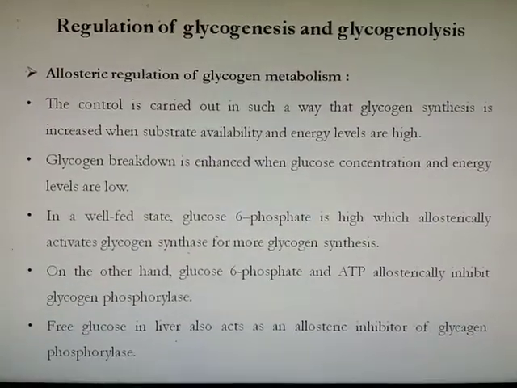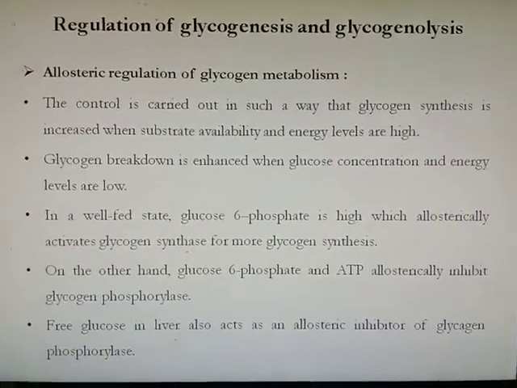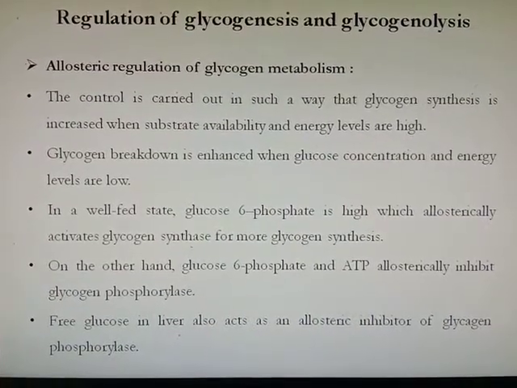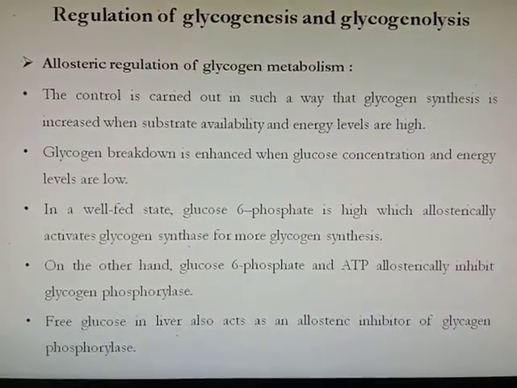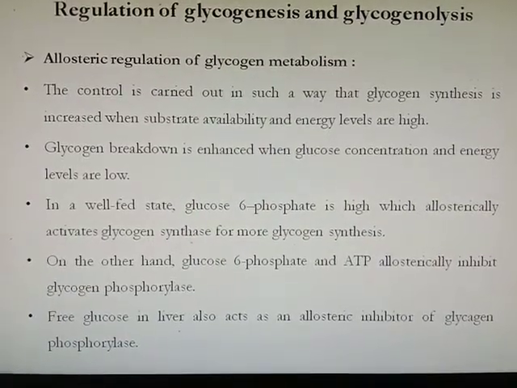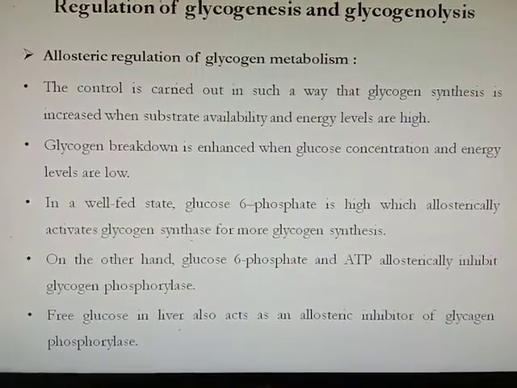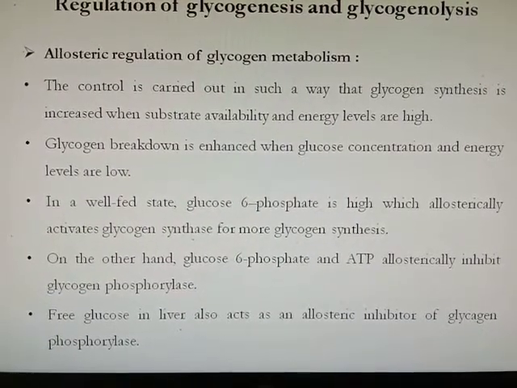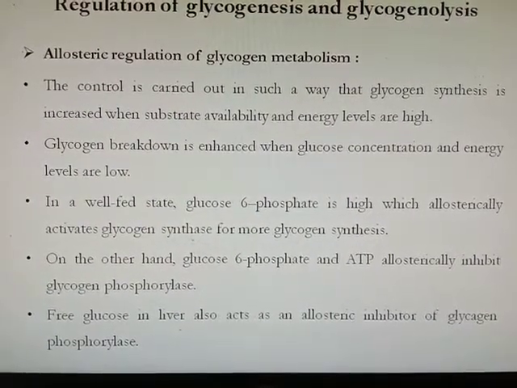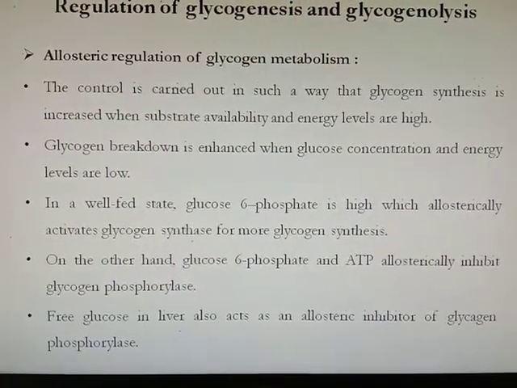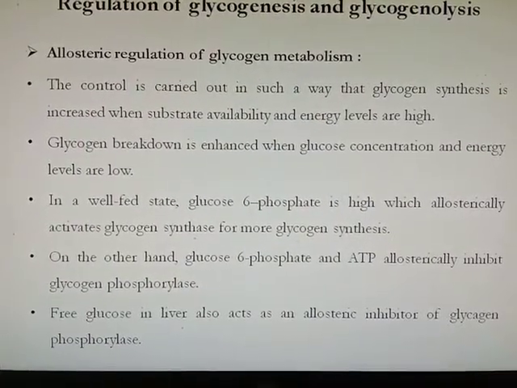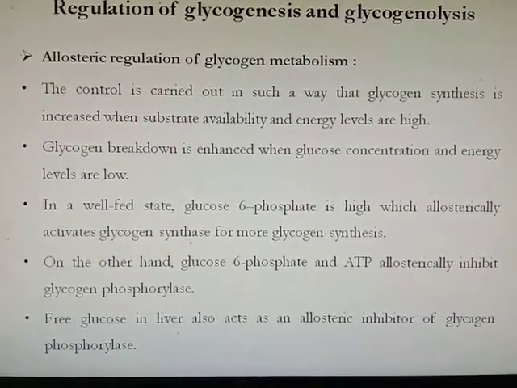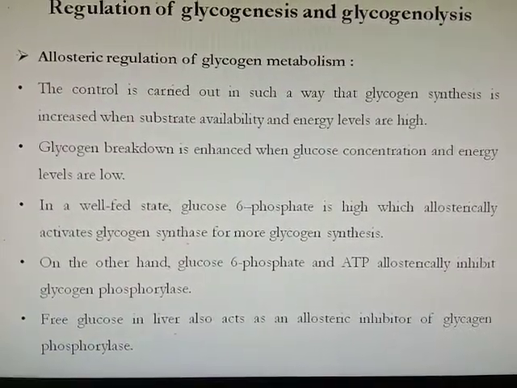Then regulation of glycogenesis and glycogenolysis. First is allosteric regulation of glycogen metabolism. The control is carried out in such a way that glycogen synthesis increases when substrate availability and high energy level are present. So glycogen synthesis only takes place when there is an ample amount of energy and glucose available. Whereas glycogen breakdown is enhanced when glucose concentration and energy level are low in the body.